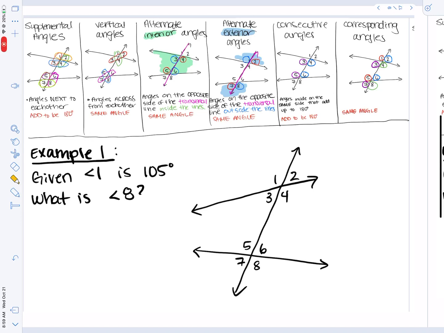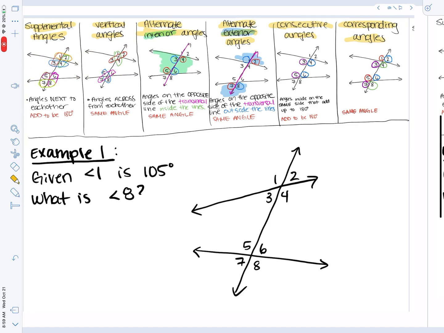Okay, so today we're going to be working with supplemental angles, vertical angles, alternate interior angles, alternate exterior angles, consecutive angles, and corresponding angles. So you have the picture of each example, and those are what we're going to be working with today.